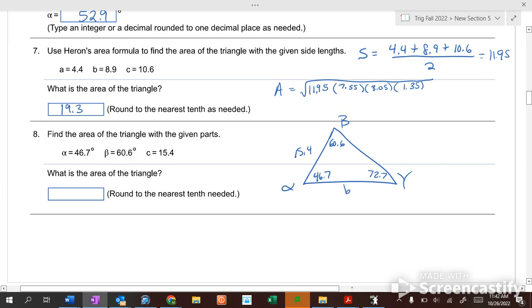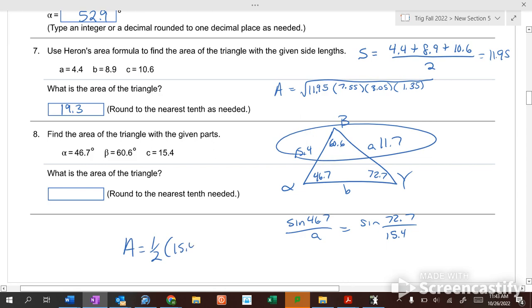So, which side do you want to figure out? A or B? Doesn't matter. We'll go with A. The sine of 46.7 over A equals the sine of 72.7 over C, 15.4. So 15.4 times the sine of 46.7 divided by the sine of 72.7 equals what? 11.7. So to find the area equals 1/2 side angle side. So 15.4 times 11.7 times the sine of the angle in between them, which is 60.6. If you do the math, that's over 100, so half of that is 50 something times the sine of 60 is probably 30 something, 40 something, somewhere in there.